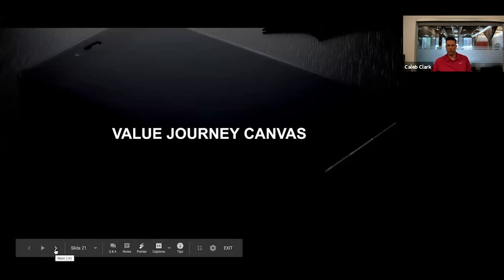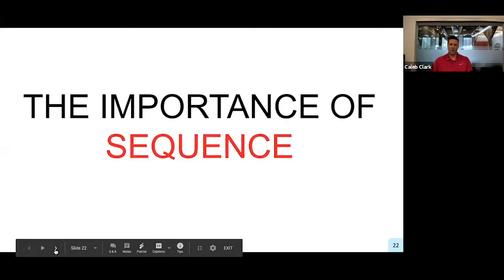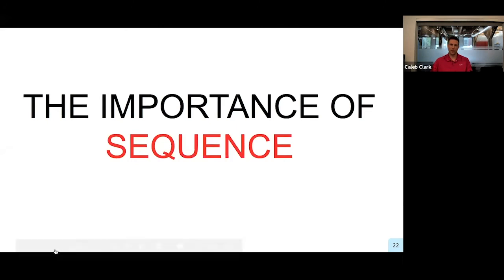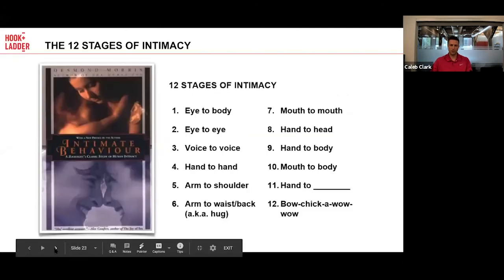Once we have that intimate understanding of the customer segment and we've mapped that transformation, we're looking at something called the value journey canvas. And these are built on a customer segment by segment basis. And it really is digging into the importance of sequence in marketing and in marketing programs.